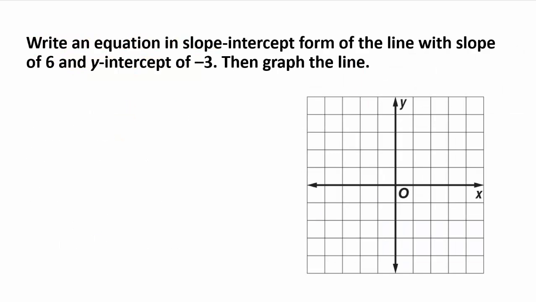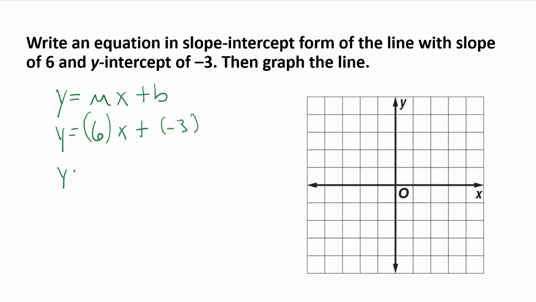Let's write an equation in slope-intercept form of the line with slope of 6 and y-intercept of negative 3. Then we're going to graph the line. So let's go ahead and write our equation first. We know that slope-intercept form is going to be y equals mx plus b. We know our slope is 6x plus our y-intercept is negative 3, minus 3. So our answer is going to be y equals 6x minus 3.